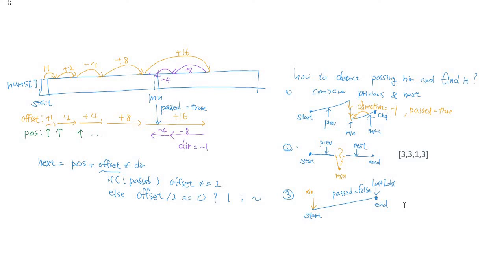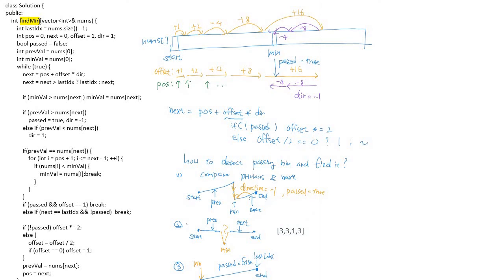And let's think about the third pattern. This is the simply increasing array. In this case, the past flag is always false, and the position reaches the last index. In this case, the starting point would be the minimum value. Okay, let's see the solution.